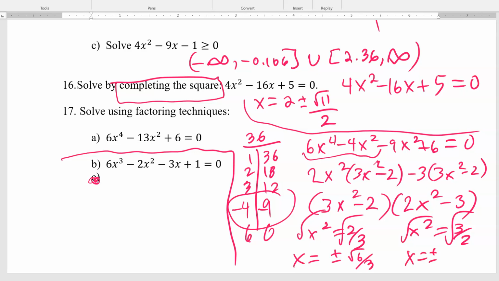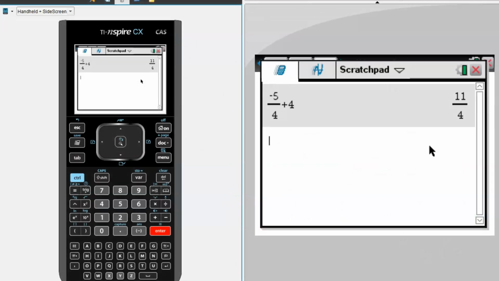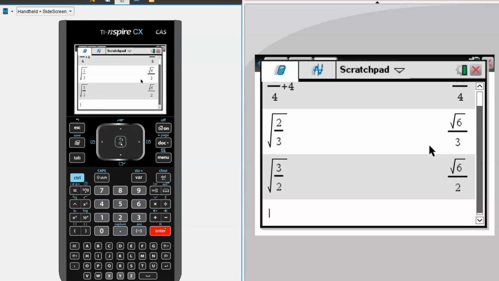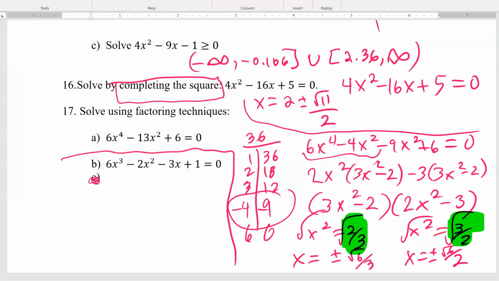X is equal to plus or minus the square root of 6 over 2. That's what I would expect. If this is where you're getting caught at the end, depending on your calculator that you're allowed to use in this section, I could do the square root of 2 thirds, and it will simplify that for you. I can do the square root of 3 over 2, and it will simplify that for you. So don't let that be the thing that destroys you here, okay?